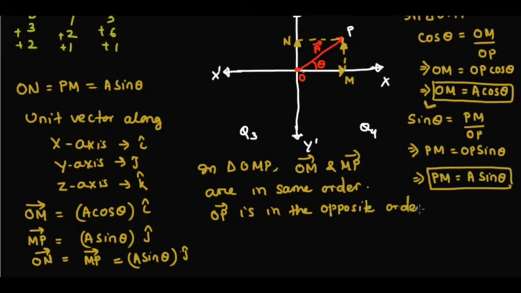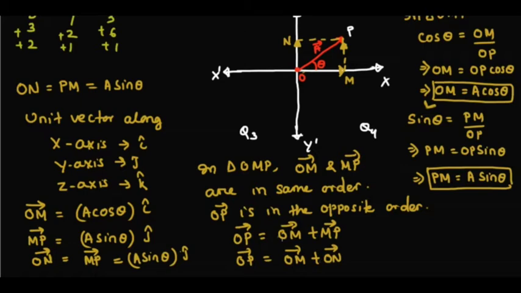So you know what is the meaning of same order and what is the meaning of opposite order. And we have discussed the triangle's law of vector addition. So using the knowledge of the triangle's law of vector addition, I can say that OP vector is the resultant of OM vector and MP vector. Or I can write that OP vector is equal to OM vector plus ON vector, because MP vector is exactly the same as ON vector. Is that clear?